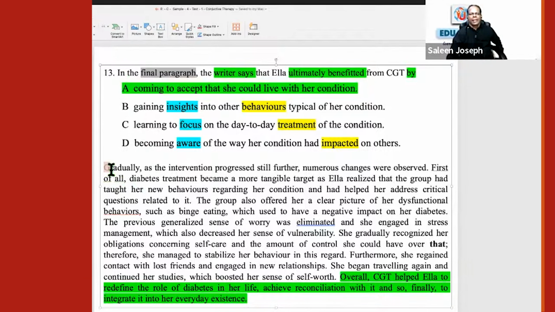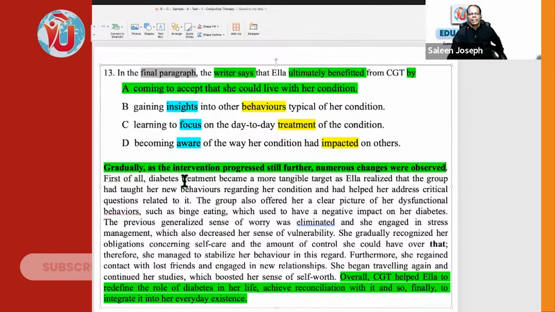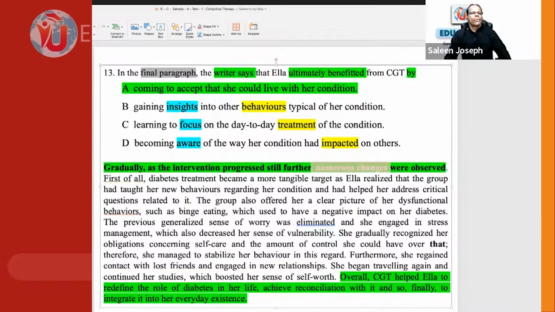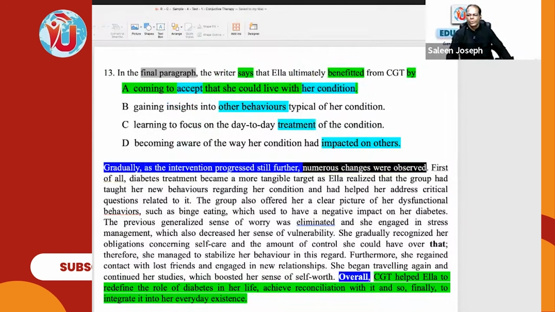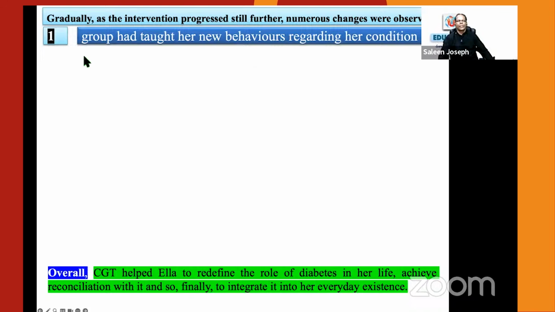Clear? Now you say yes. Gradually as the intervention progressed. This is the topic sentence. If you remember when I taught you the paragraph structure, this is there for every paragraph, but we are highlighting one. See, gradually as the intervention progressed still further, numerous changes were observed. What is the controlling idea in the topic sentence here? Numerous changes. Yeah, changes. Numerous changes is the controlling idea, which means the whole paragraph will speak what were the changes. I'll show you how beautifully the whole paragraph explains the changes. Okay, now you see, gradually as the intervention progressed still further, numerous changes were observed. Change number 1.